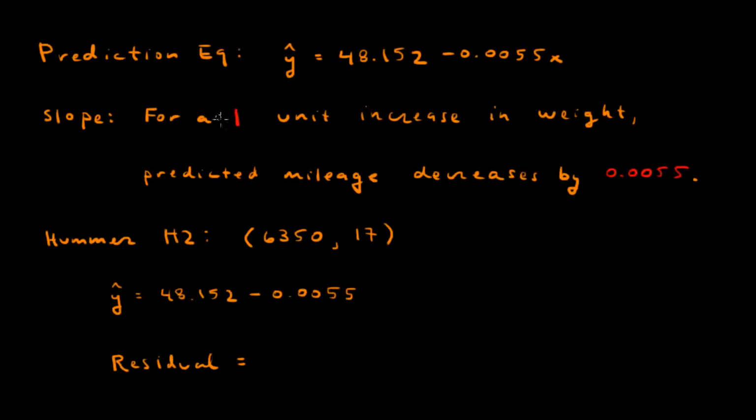If we want to talk about a 1,000 unit increase instead of a 1 unit increase, then you just need to multiply this number by 1,000, and everything else about the interpretation stays the same.